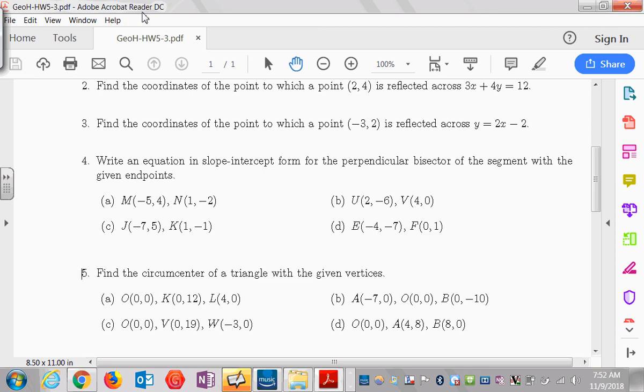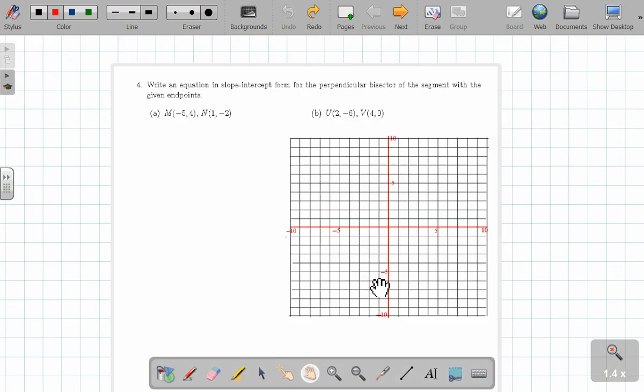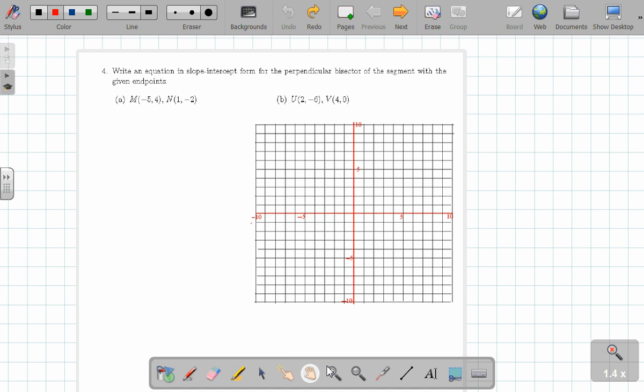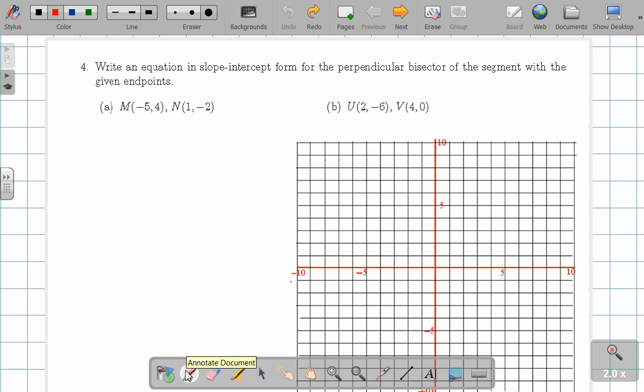Here is our problem. We're going to write a slope-intercept form of a perpendicular bisector. What I like to do, just with the words, is immediately write down everything that's associated. So if I underline the word slope-intercept, that's the kind of stuff I like to write: mx plus b, immediately.